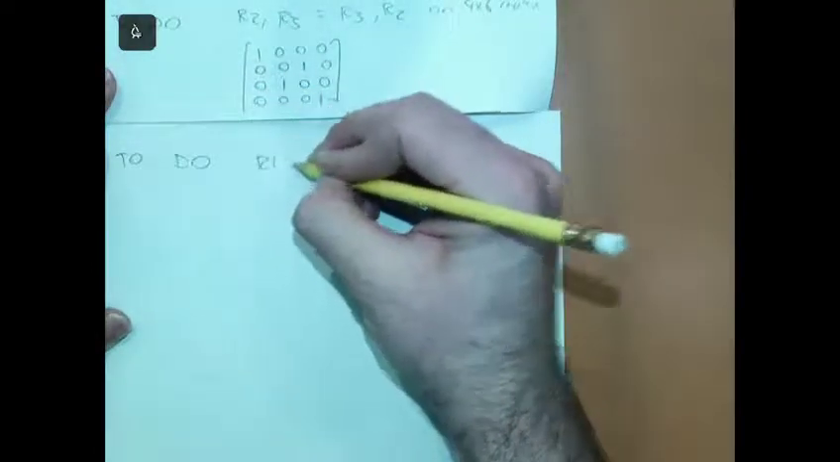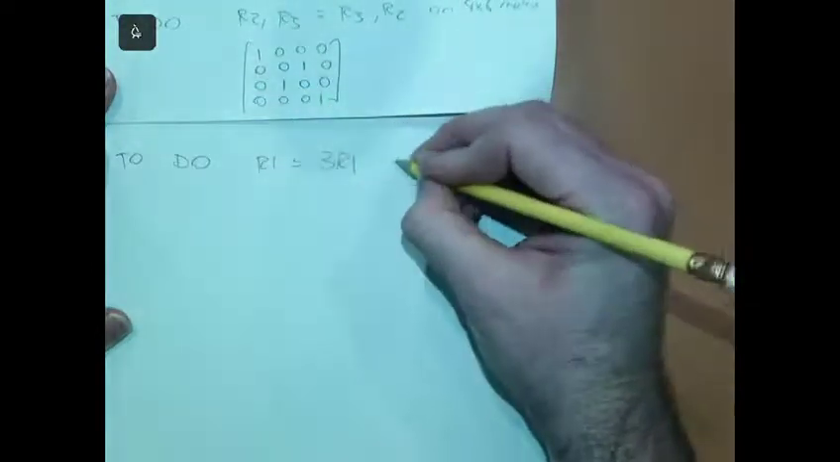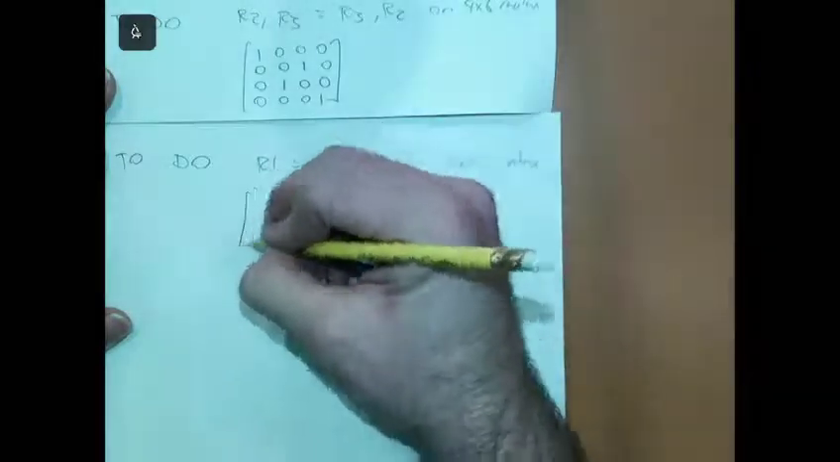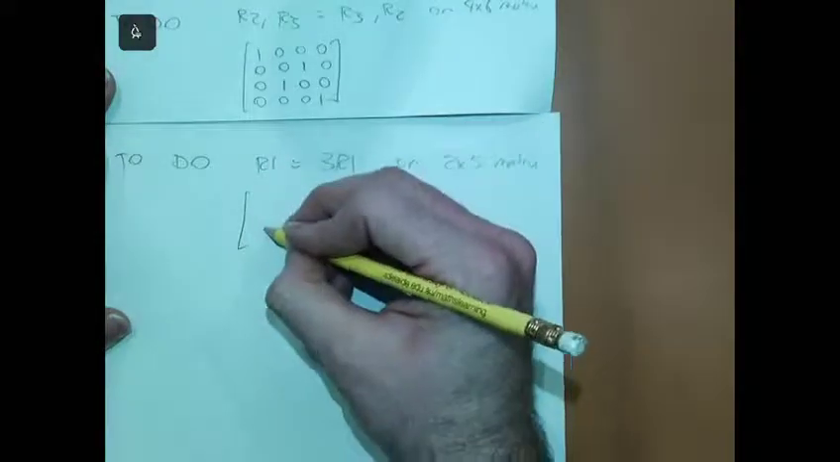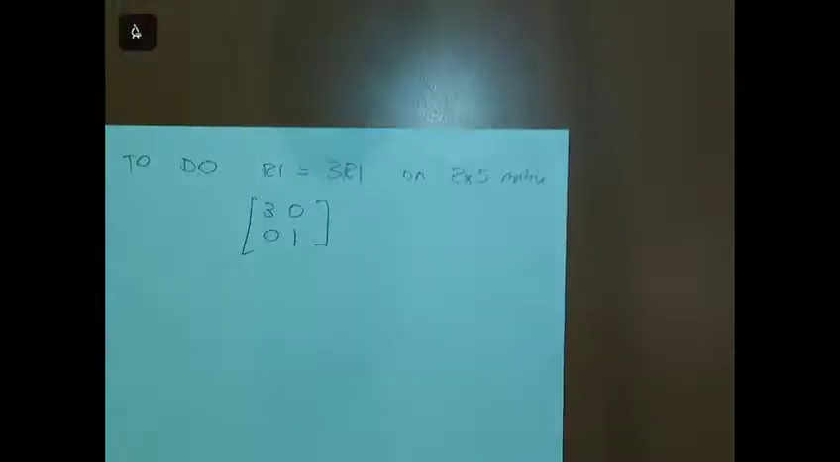And just for completeness' sake, to do row 1 is 3 of row 1 on a 2 by 5 matrix, well, I didn't change row 2, and my new row 3 is 3 of row 1 and none of row 2. Right, that's making elementary matrices.